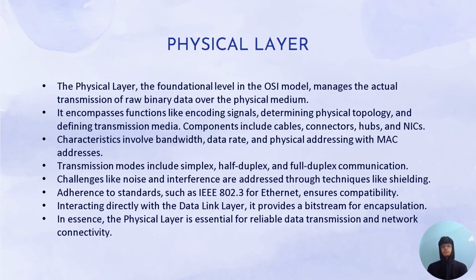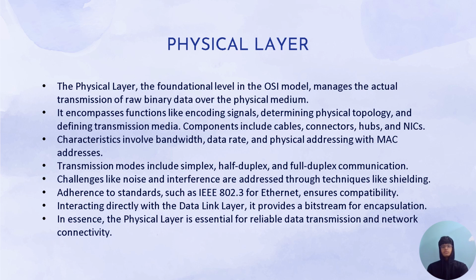So let us go through the physical layer in detail. The physical layer, the foundation level in the OSI model, manages the actual transmission of raw binary data over the physical medium. It encompasses functions like encoding signals, determining physical topology, and defining the transmission media components. Components include cables, connectors, hubs, and NICs. The characteristics involve bandwidth, data rate, and physical addressing with MAC address.